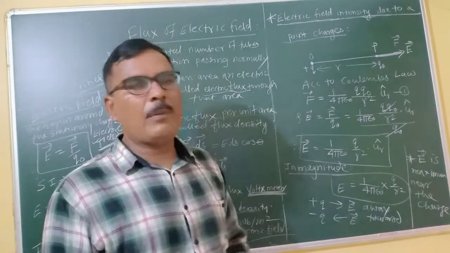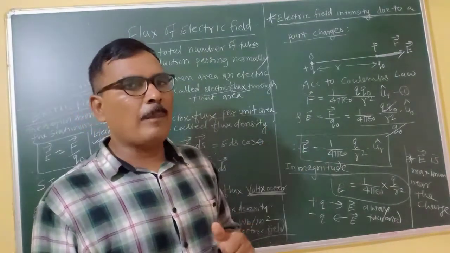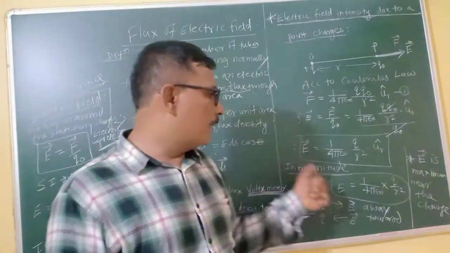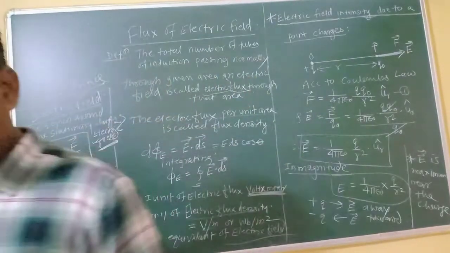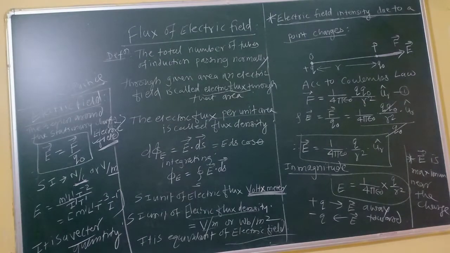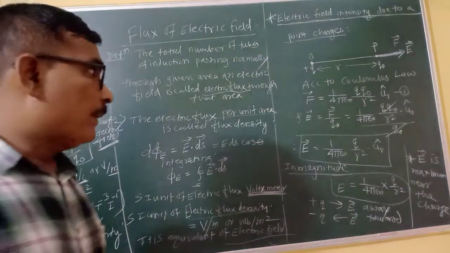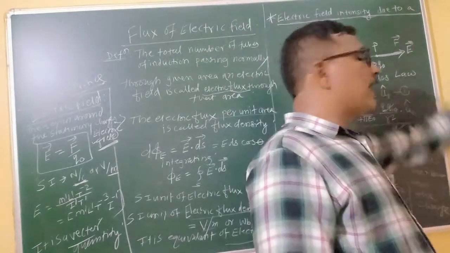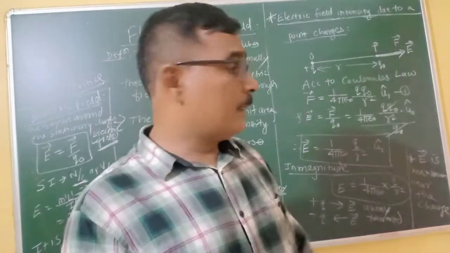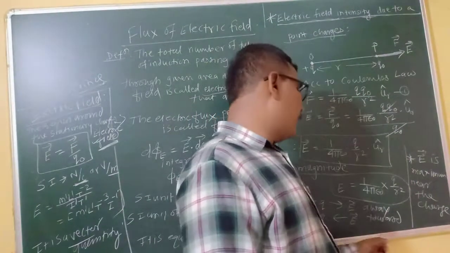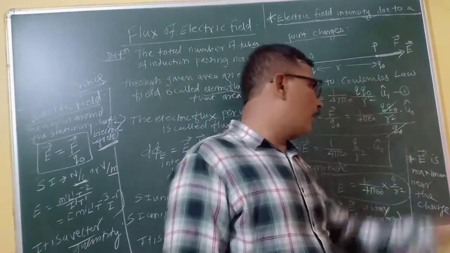This is the formula for electric field intensity in the vector form. Similarly, we have to write in the magnitude, that is electric field intensity E is equal to 1 upon 4 pi epsilon 0 Q by R square. This is the formula for electric field intensity, where if a charge Q is positive, at that time electric field is away from the point charge, and if a charge Q is negative, at that time it is toward the point charge.